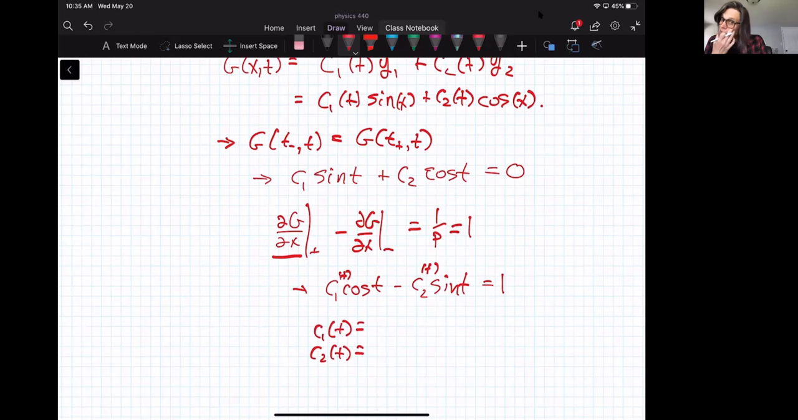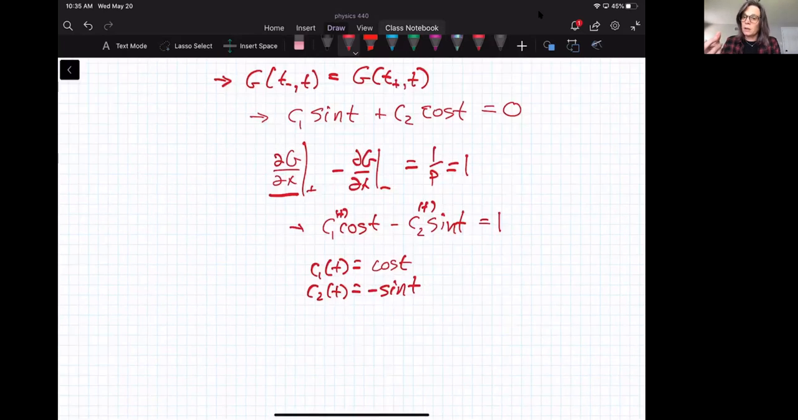Right. We want to make this cosine squared plus sine squared. That would certainly be a solution. So in this case, c1 would be cosine of t, and c2 would be minus sine t. That would certainly make this discontinuity condition valid. And that leads to cosine squared t plus sine squared t equal to 1.